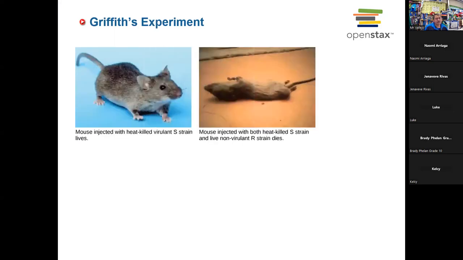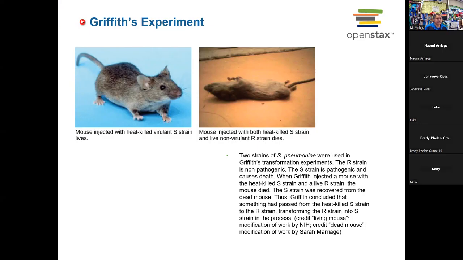Well, this is Griffith's experiment. In Griffith's experiment, there's a lot of text here, but basically what he did was he took some pneumococci. This is the bacterium that causes pneumonia, and there are two different strains of that bacterium. The one that says R is a non-pathogenic strain. It does not cause the disease. It's called the R strain because the R stands for rough.